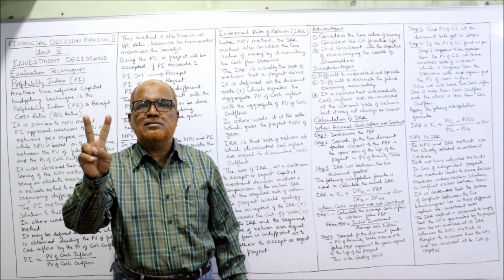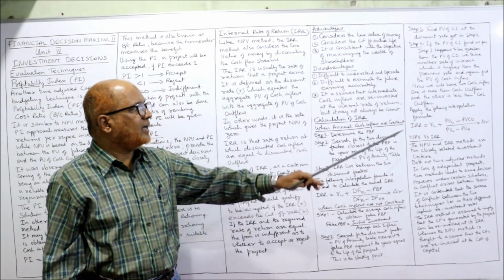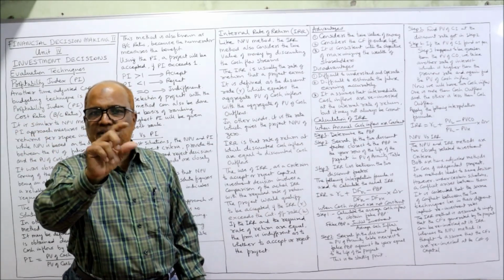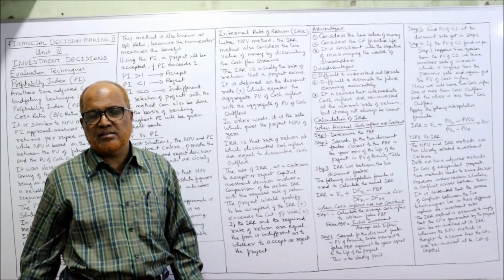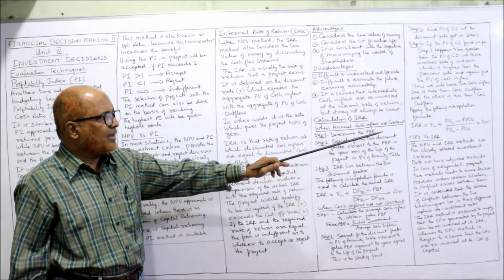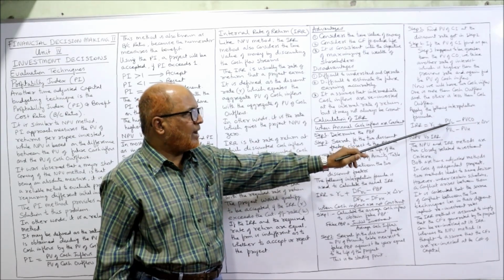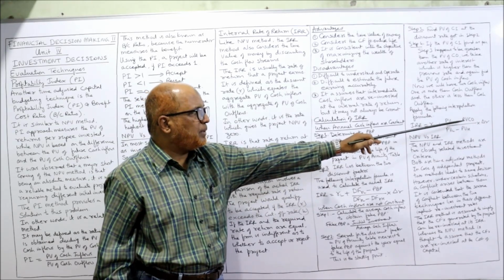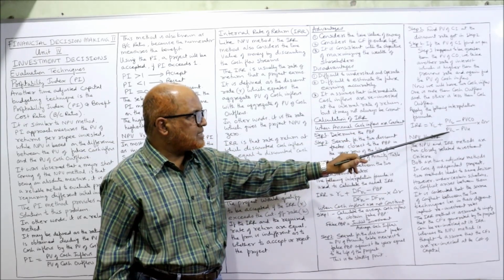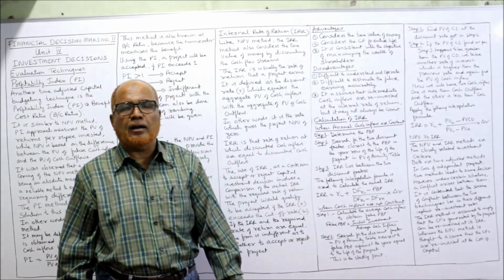Now you have two rates, 20% and 24%. The IRR lies between these two rates. So how to calculate the actual IRR? There is an interpolation formula. IRR is equal to RL plus PVL, present value at lower rate, minus PVCO, present value of cash outflow, divided by present value at lower rate minus present value at higher rate, into delta R.